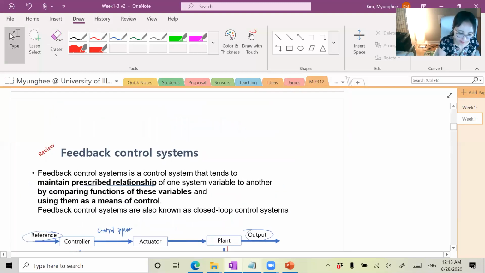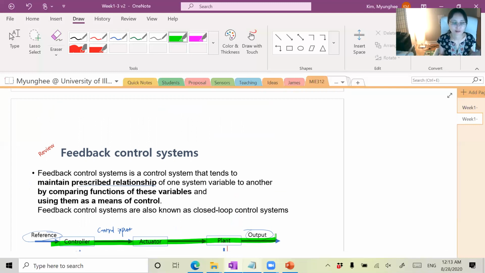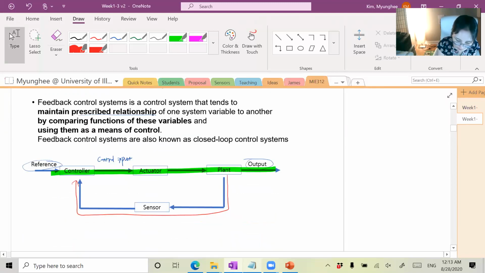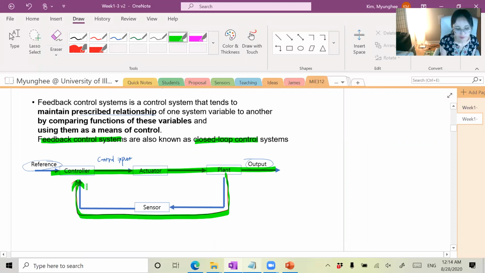Versus an open loop system doesn't get feedback. It has just a one-way route. So it doesn't correct its control action depending on the plant output. So that is an open loop system. Also, a feedback control system is known as a closed loop control system. So it has a closed loop, and therefore it is called closed loop control systems.